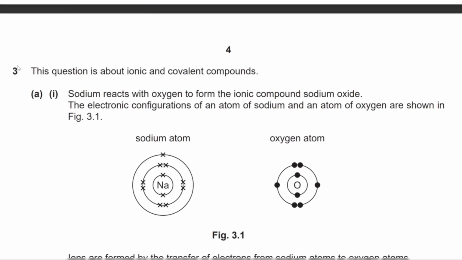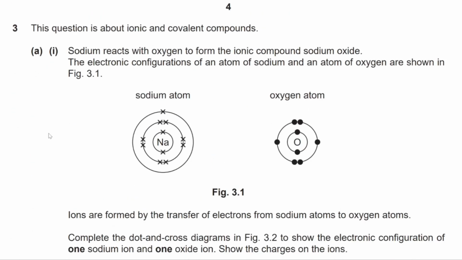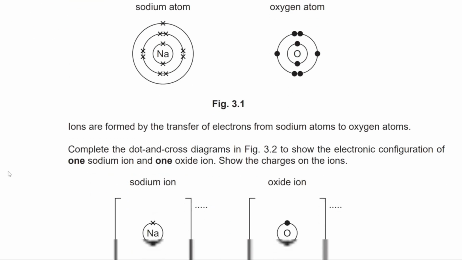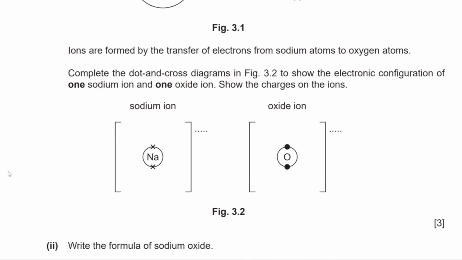Moving to question number 3. The question is about ionic and covalent compounds. Sodium reacts with oxygen to form the ionic compound sodium oxide. The electronic configurations of an atom of sodium and an atom of oxygen are shown in figure 3.1. Ions are formed by the transfer of electrons from sodium atoms to oxygen atoms. Complete the dot and cross diagram in figure 3.2 to show the electronic configuration of one sodium ion and one oxide ion. Show the charges on the ions.